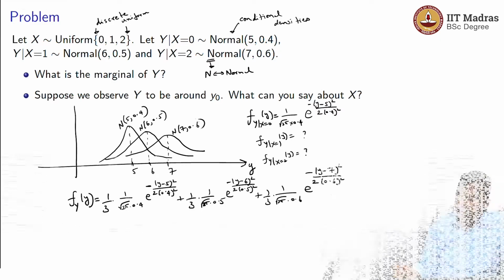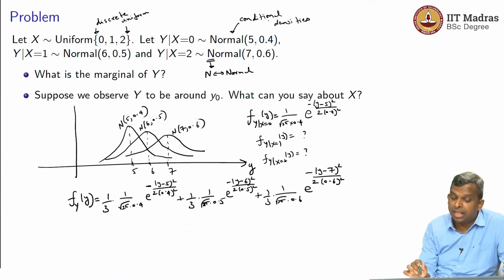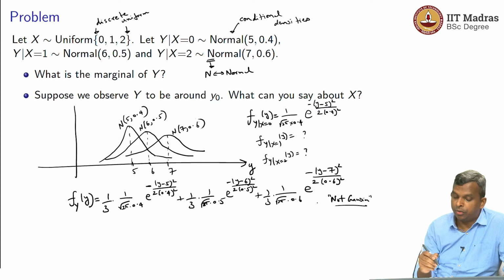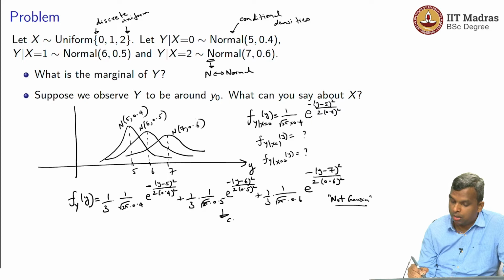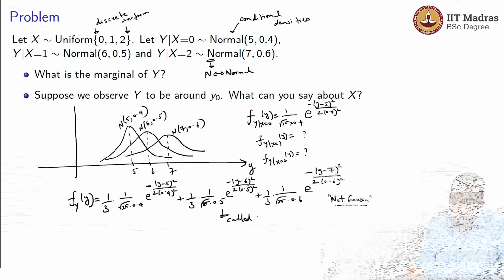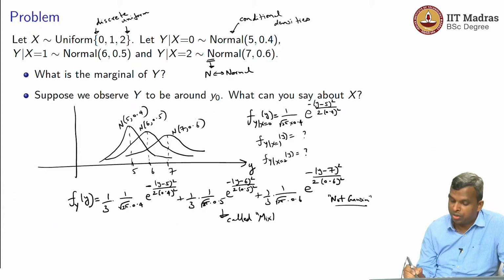Remember, the conditional densities are all Gaussian, but the marginal is not Gaussian. A Gaussian cannot have three different peaks and their average. This kind of distribution is called a mixture of Gaussians. So this is a mixture of three Gaussians.